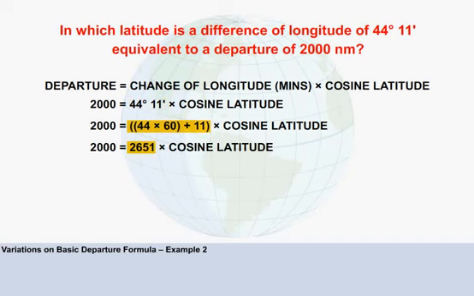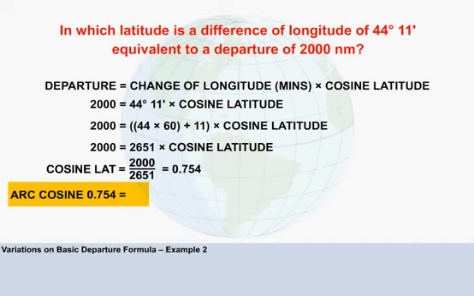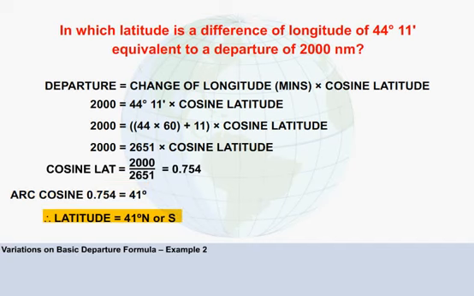2,651 minutes. Now rearrange the equation to make the cosine of the latitude the subject. Use the arc cosine function on your calculator to solve for the cosine, which gives us a latitude of 41 degrees. So the latitude is 41 degrees. Remember, it could be north or south. Convergency and departure are symmetrical either side of the equator.